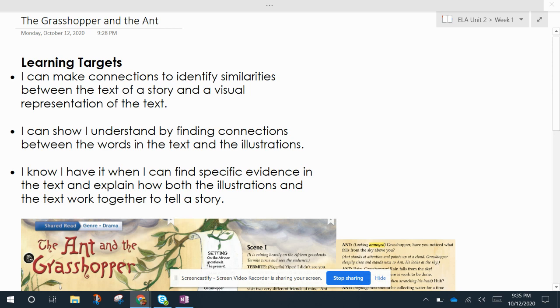Today we're going to continue with our learning targets. I can make connections to identify similarities between the text of a story and a visual representation of the text. And I can show I understand by finding connections between the words in the text and the illustrations. I know I will have it when I can find specific evidence in the text and explain how both the illustrations and the text work together to tell a story.